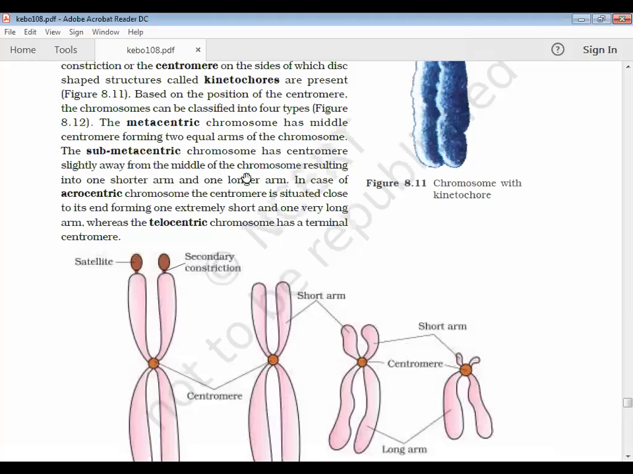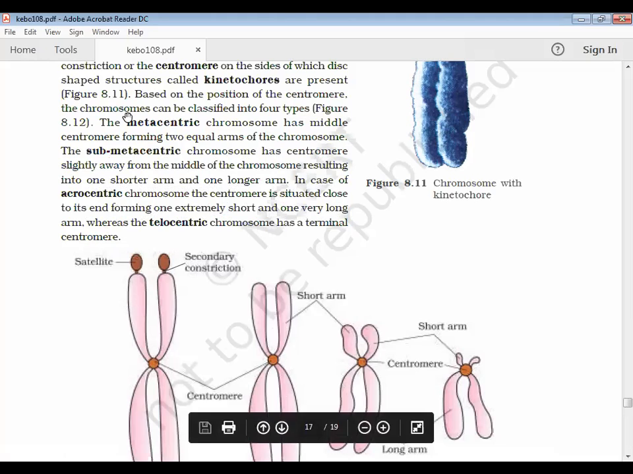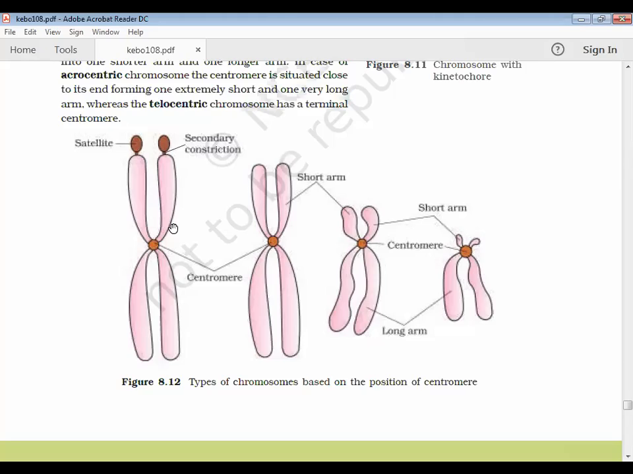In case of acrocentric chromosomes, the centromere is situated close to its end, forming one extremely short and one very long arm, whereas the telocentric chromosome has a terminal centromere. So, metacentric, submetacentric, acrocentric, telocentric.